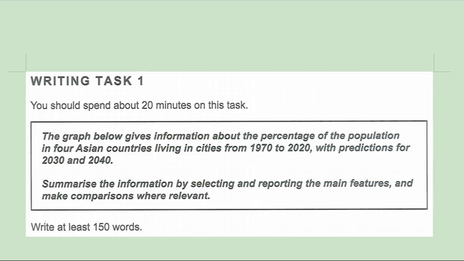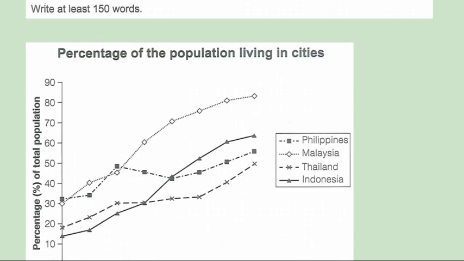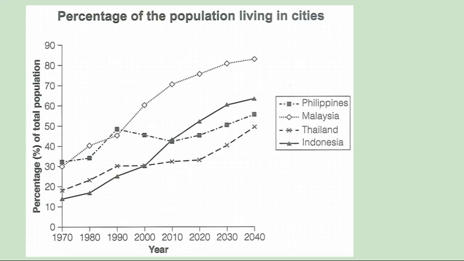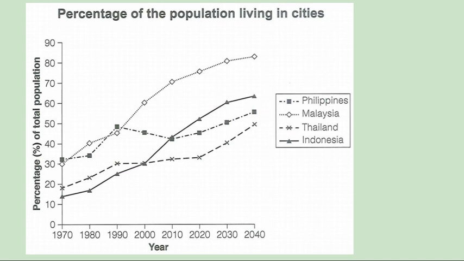Okay, let's have a look at the graph. Here we can see it is a line graph. And always take some time to look at the graph, read the question carefully, and think about it before you start writing, so that you can understand exactly what you are looking at. So the title of the graph, percentage of the population living in cities.